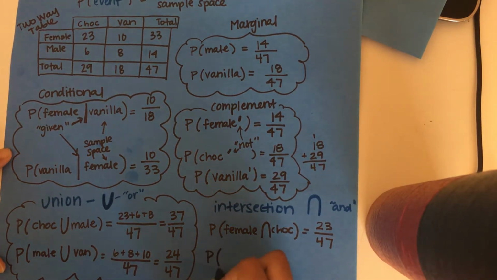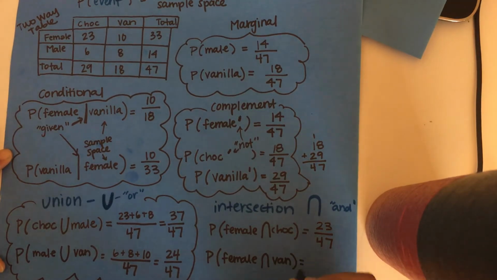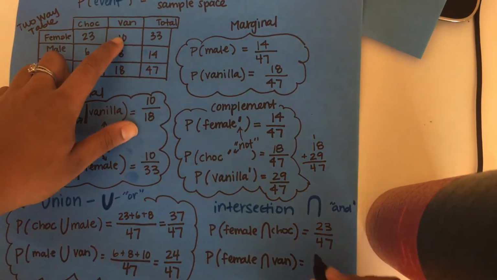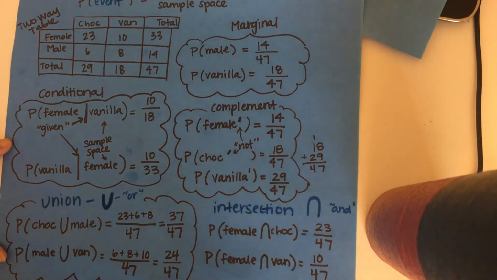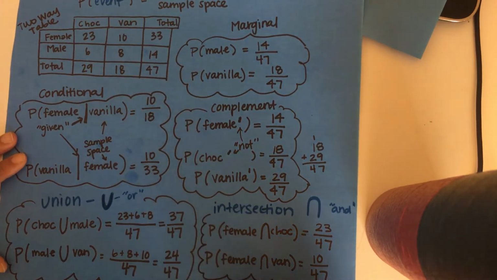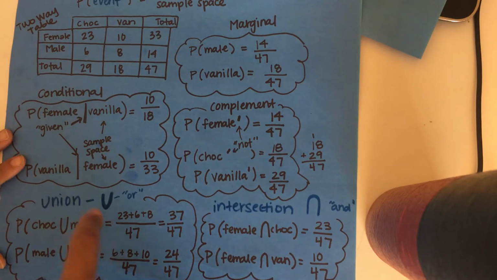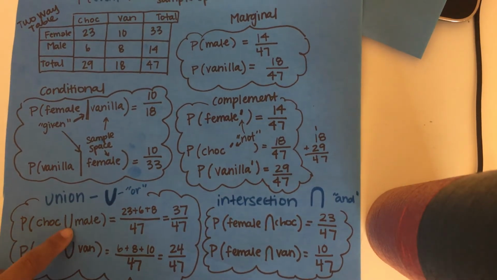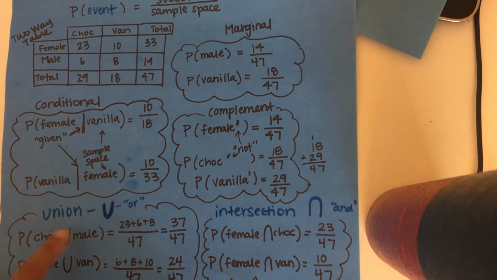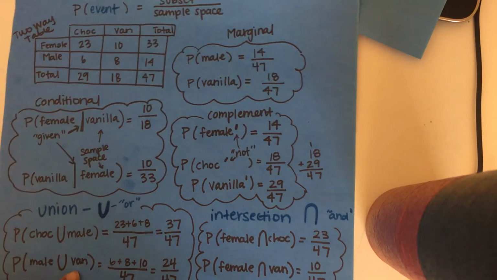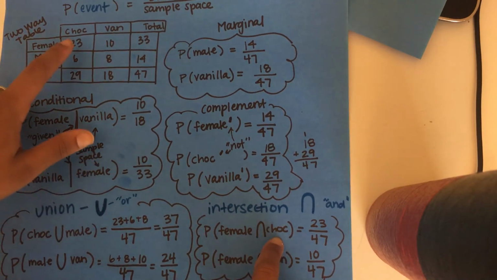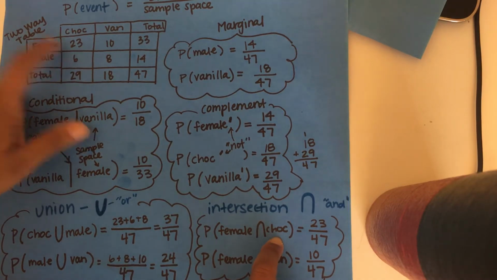Another example is the probability that someone is female and likes vanilla. Well, these 10 people meet both of those conditions, and that alone is what we are asking for. So the only difference between intersection and union is that union is more inclusive. If you were talking about chocolate or male, well, you could talk about all the people that like chocolate or are male. But if you were talking about and, female and chocolate only refers to the people that fit those two conditions.